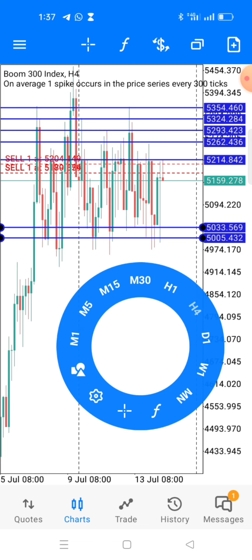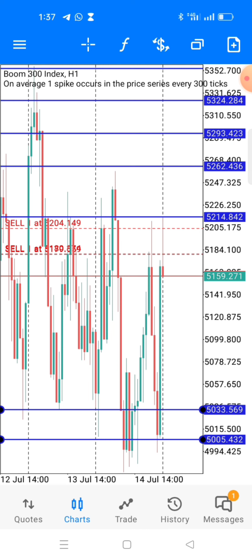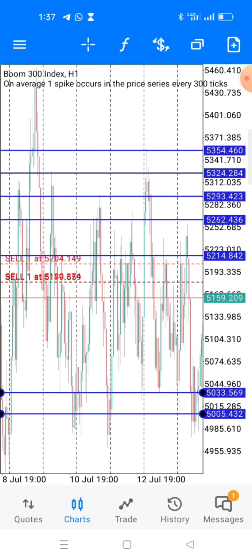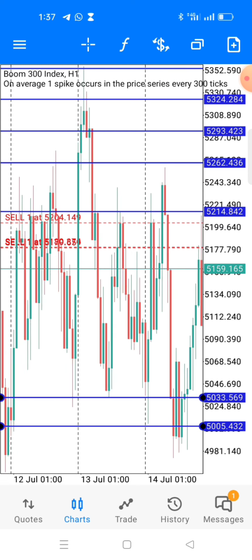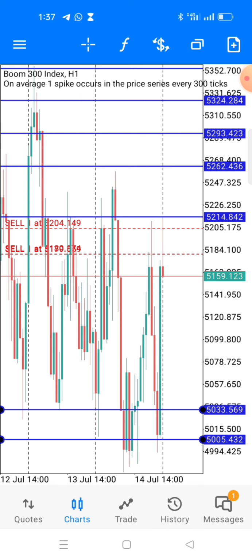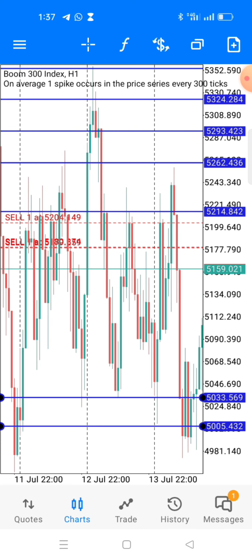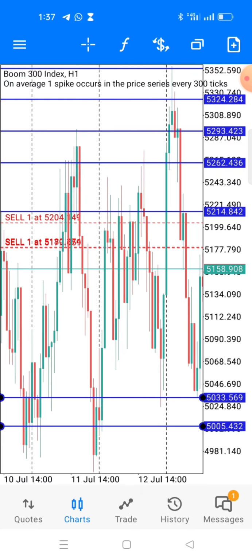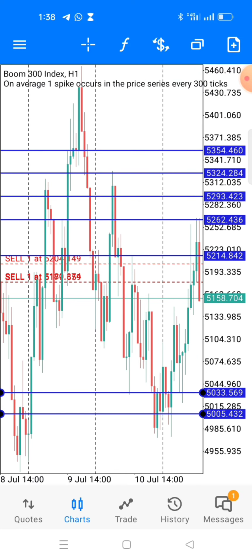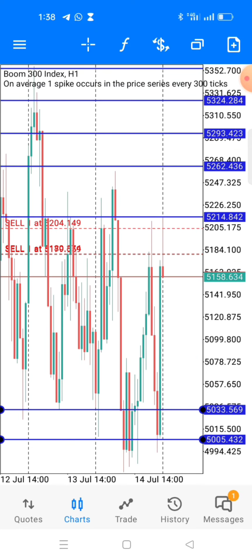Now you go down to the 1 hour time frame. Here in the 1 hour time frame, we are still seeing the same thing we saw on the 4 hour time frame. Just lots of rejections here and there, lots of rejections happening in the 4 hour, and in this one too. Look at it, long rejections happening everywhere.